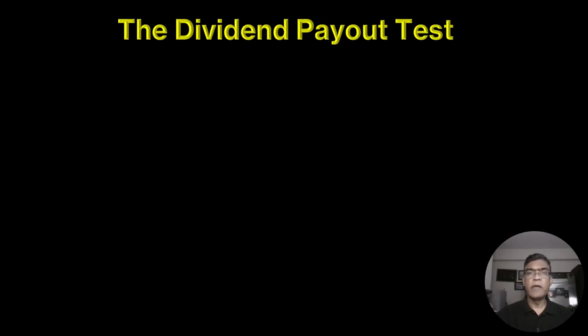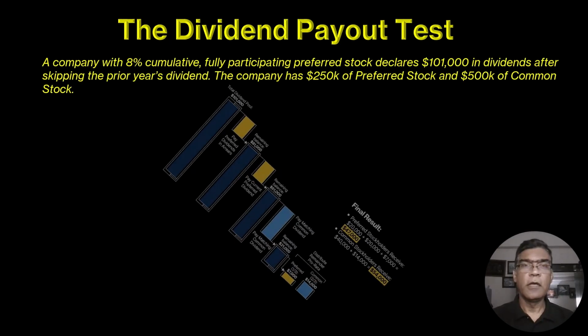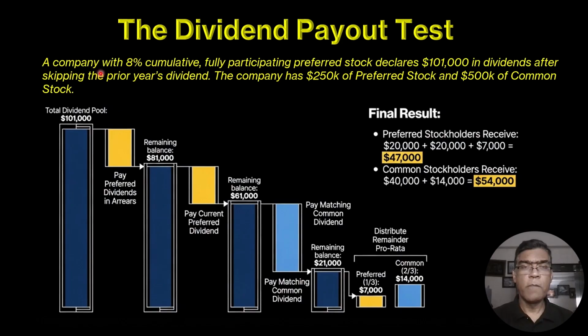Let's walk through how dividends are distributed when a company has cumulative fully participating preferred stock. In this example, a company with 8% cumulative fully participating preferred stock declares 101,000 in dividends after skipping the prior year's dividend. The company has 250K of preferred stock and 500K of common stock. So total dividends are how much? 101,000. So what is the preferred stock dividend? 250K is the preferred stock capital times 8%, so 20,000. So the prior year's dividend is 20,000.